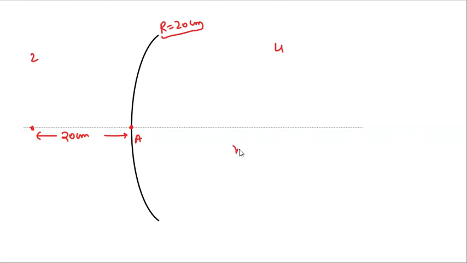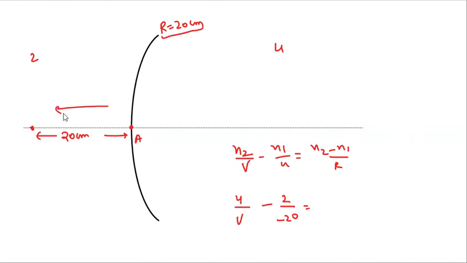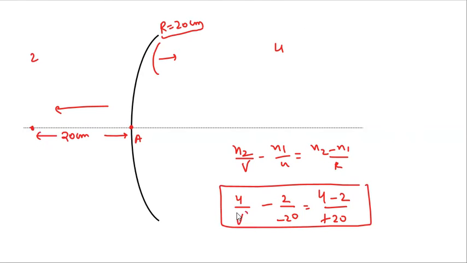If we put the refraction formula, that is N2 by V minus N1 by U equal to N2 minus N1 by R, then N2 is 4, N1 is 2, and U is minus 20 because the object is on the backward side. R will be plus 20 because the curvature is like this. For this equation, you can calculate V. So this is how you have to use the refraction formula.